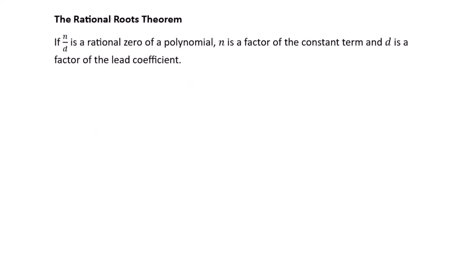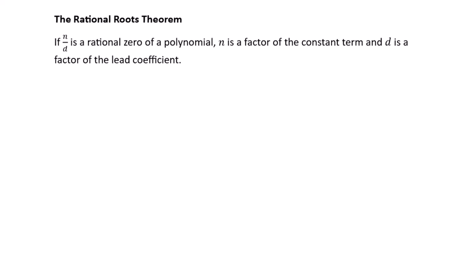Now, it won't always be the case that we are handed a number that is a 0 of a polynomial. So we need to find a way to be able to test some numbers that could be good possibilities. This is where the rational roots theorem comes in. The rational roots theorem says if n over d is a rational 0 of a polynomial, n is a factor of the constant term, and d is a factor of the lead coefficient.